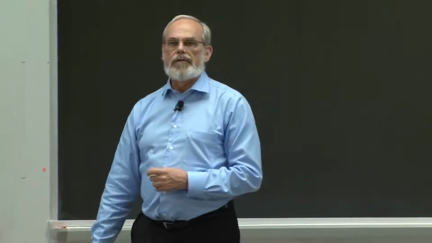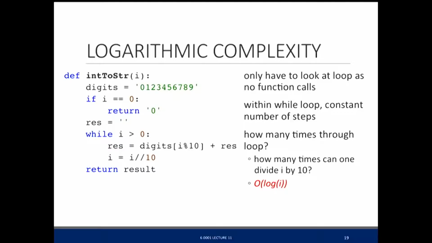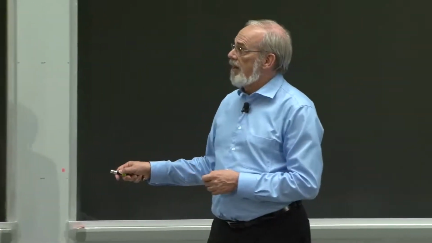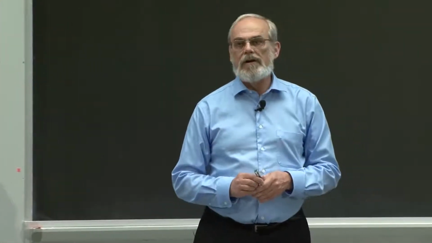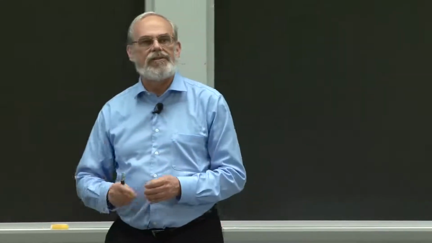What I care about is the order of growth here. This is all constant. All I want to worry about here is how many times do I go through the loop? And inside of the loop, this is just constant. It doesn't depend on the size of the integer. So how many times do I go through the loop? Well, how many times can I divide i by 10? And that's log of i, right? So it's not i itself, it's not the size of the integer, it's the number of digits in the integer.